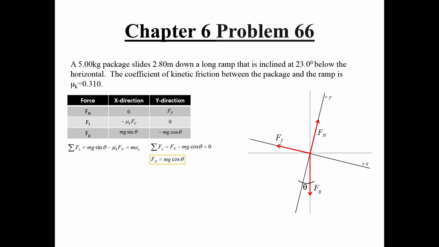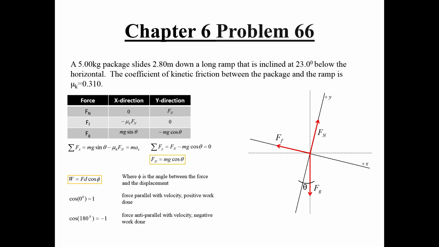The definition of the work done by a force is the magnitude of the force multiplied by the distance and then multiplied by cosine of phi, where phi is the angle between the direction of the force and the direction of the displacement. Because of the way we have chosen our coordinate system, the cosine of phi calculation becomes very simple. If the force is acting parallel to the surface, phi is equal to 0 and causes cosine of phi to be 1. If the force is acting anti-parallel to the surface, phi is equal to 180 degrees and causes cosine of phi to be negative 1.